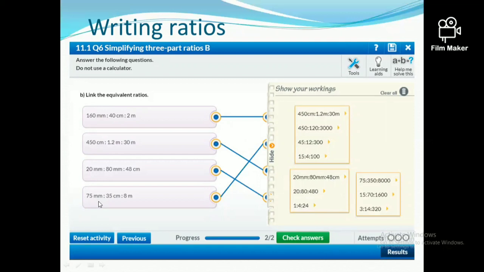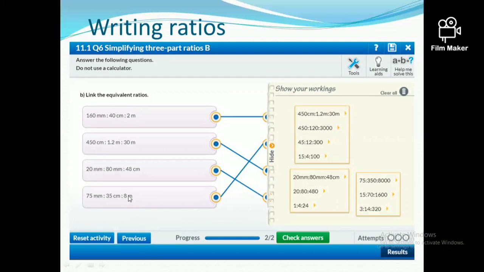Here, 75 millimeters, 35 centimeters, and 8 meters. Right? The smallest unit is millimeters. So I'll try to convert everything into millimeter format. 75 millimeters is already the smallest, nothing to worry. 35 centimeters. How to convert 35 centimeters into millimeters? Multiply by 10. Then 35 multiplied by 10 is how much? It's 350. Okay. 8 meters.